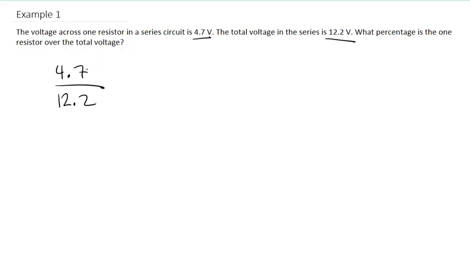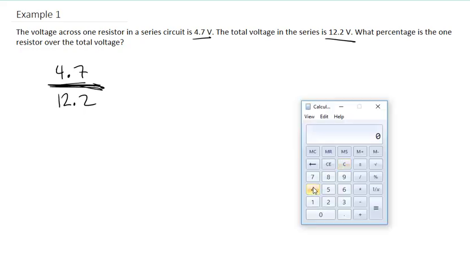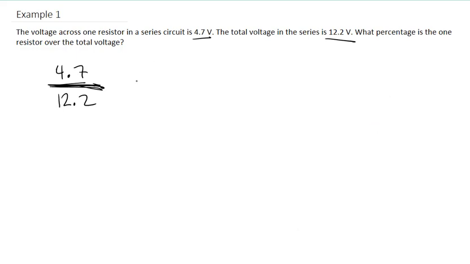So to convert this into a percent, what we do is we take this number 4.7 and we're going to divide by 12.2. So here we go, 4.7 divided by 12.2, and we get 0.3852. So we'll go to 4 decimals here. The reason it's a 2 is because the next number is 4, so we round down.